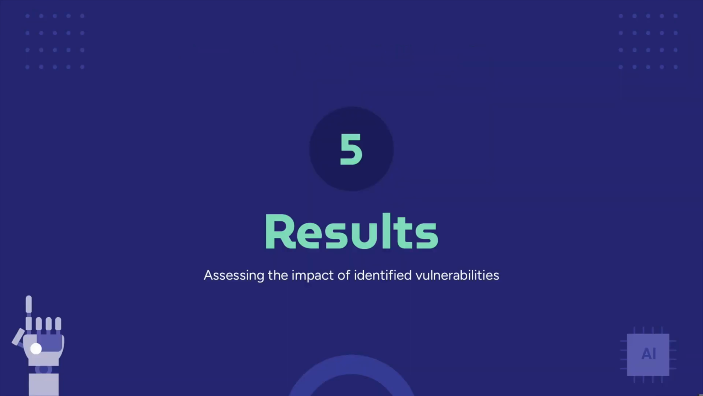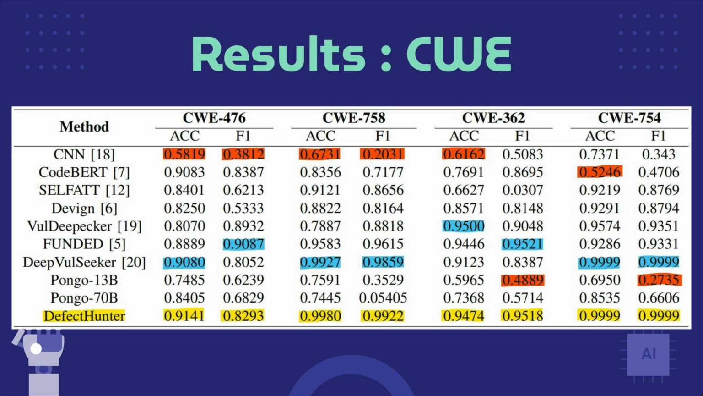Now let's examine the results from the paper. DefectHunter consistently performs at or above the level of the best methods in most cases. It significantly surpasses the average in all scenarios, demonstrating its robustness and reliability in vulnerability detection. This superior performance highlights its advanced capabilities in accurately identifying and addressing security issues in software systems.